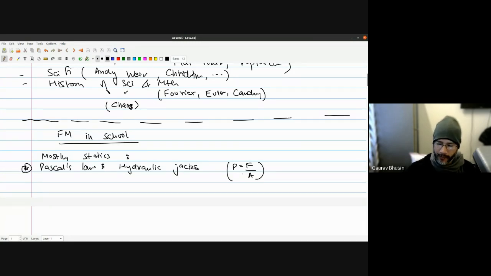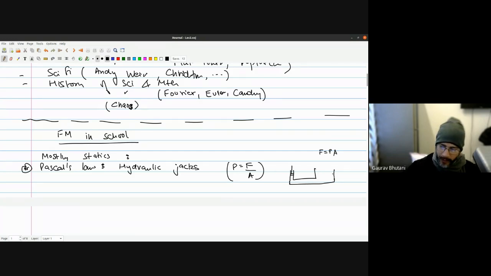So if you have a hydraulic jack which looks like this, the pressure is force per unit area. So the force that you will get will be pressure times area. So more the area, more the force. So you can have a jack here which requires lesser force, and then you can generate a larger force by a larger area.